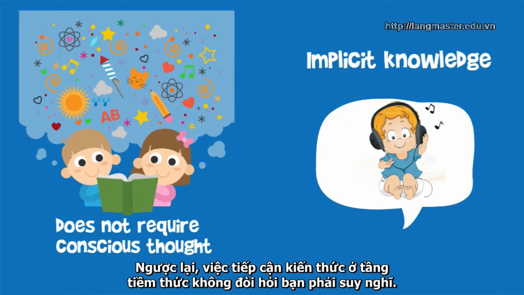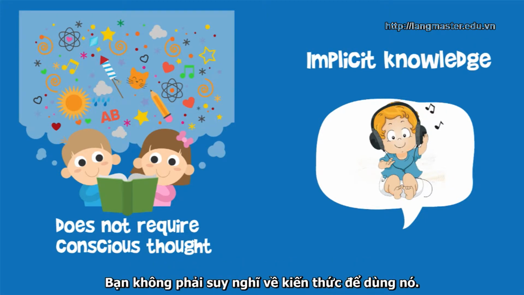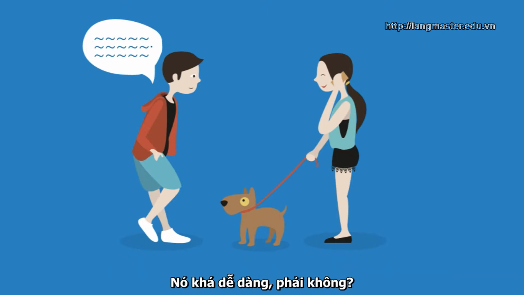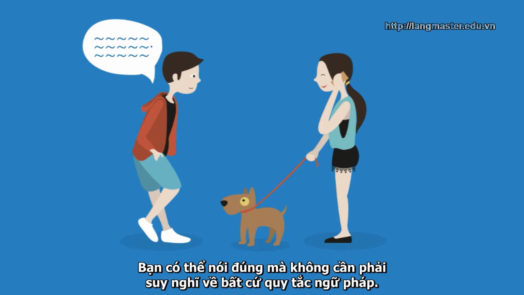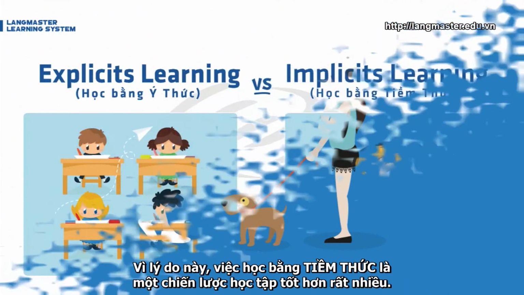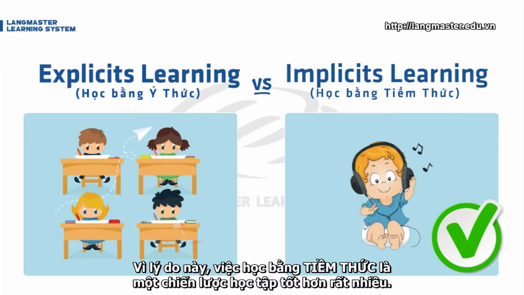In contrast, accessing implicit knowledge does not require conscious thought. You don't have to think about the knowledge in order to use it. Think about how you speak your first language. It's pretty effortless, isn't it? You can speak properly without having to think about any grammar rule. That is possible only because your knowledge of your native language is implicit. For this reason, implicit learning is a much better learning strategy.